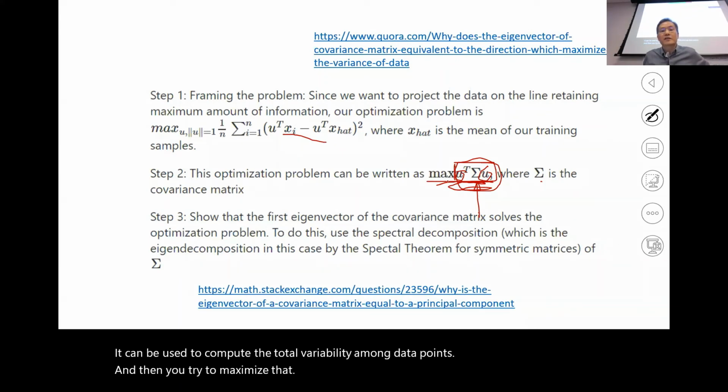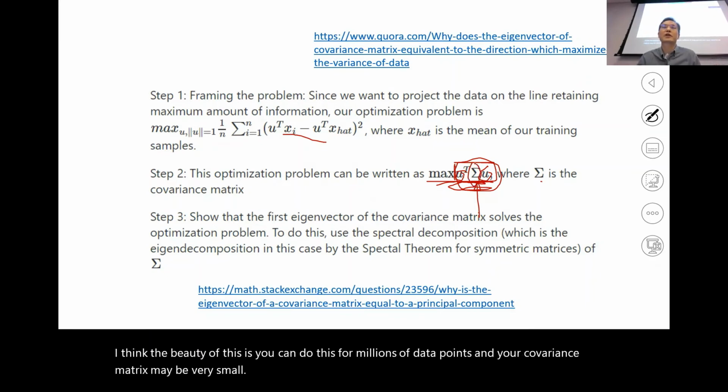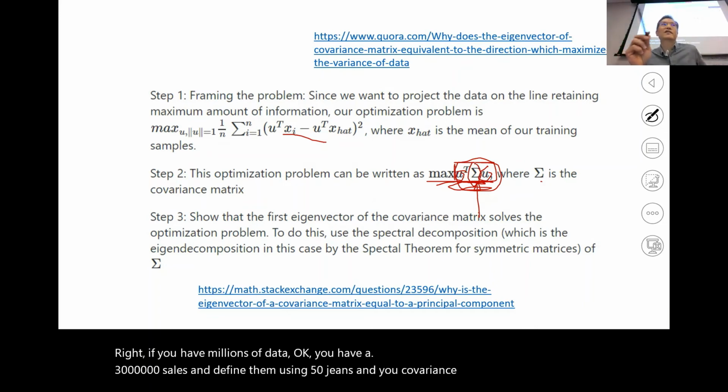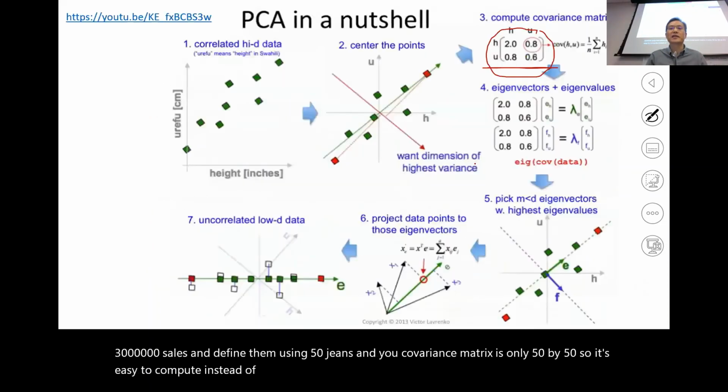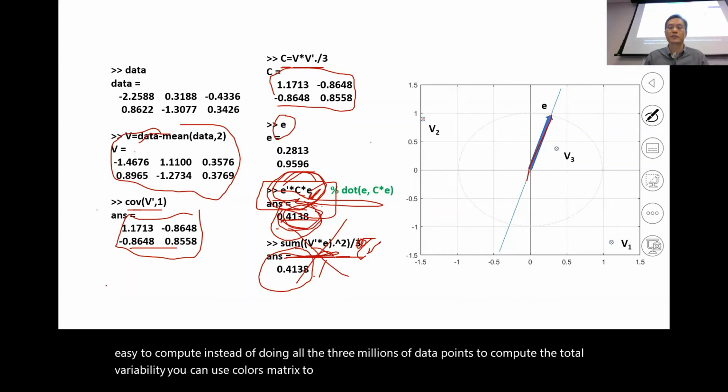Well, I think the beauty of this is you can do this for millions of data points, and your covariance matrix may be very small, right? If you have, say, 3 million cells and define them using 50 genes, your covariance matrix is only 50 by 50, so it's easy to compute. Instead of using all 3 million data points to compute the total variability, you can use the covariance matrix to compute it.